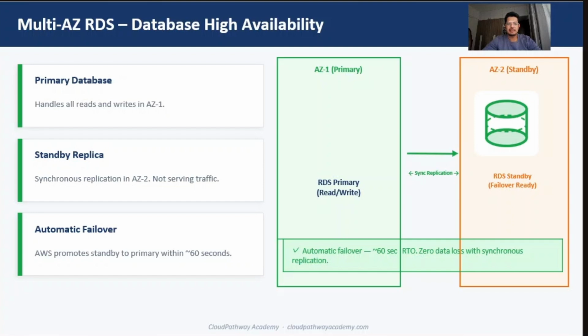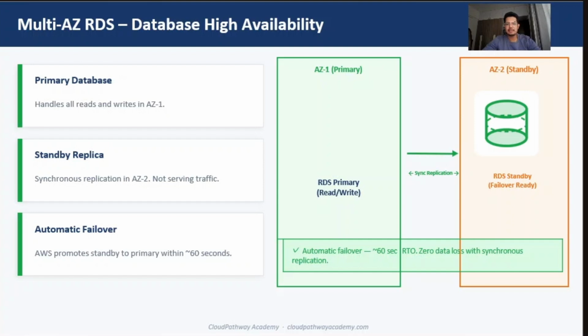AWS synchronously replicates every write from the primary to the standby in real time. This is synchronous replication, meaning a write is not confirmed to your application until both primary and secondary have committed it. This gives you zero data loss in the event of a primary failure. Now, a common misconception: the standby is not serving reads, it is purely a failover target. All reads and writes go to the primary, the standby just stays synchronized, waiting.